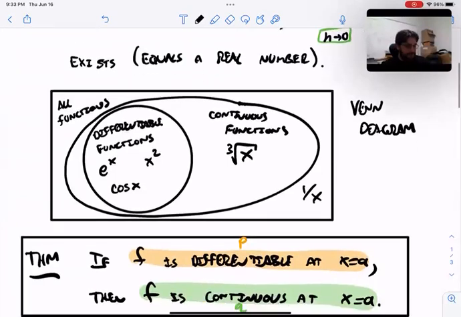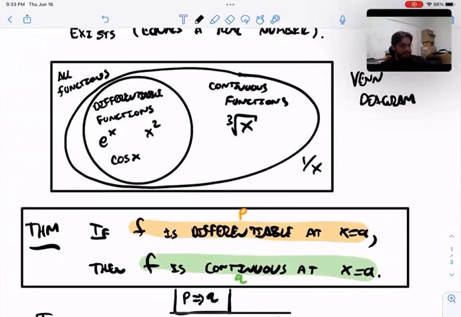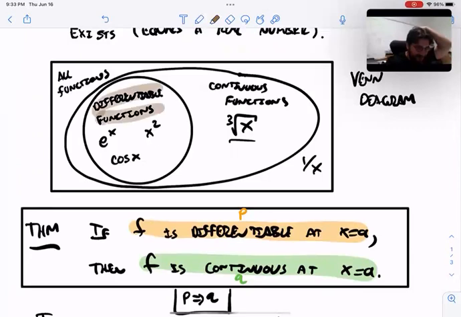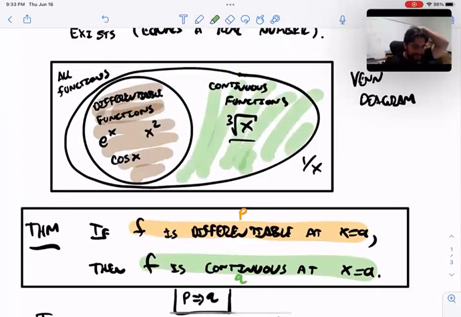This theorem, along with this counterexample, shows you the correct way to diagram these concepts, right? The avocado pit is the differentiable functions, right? And then out here, the flesh of the avocado is the functions that are continuous but not differentiable.